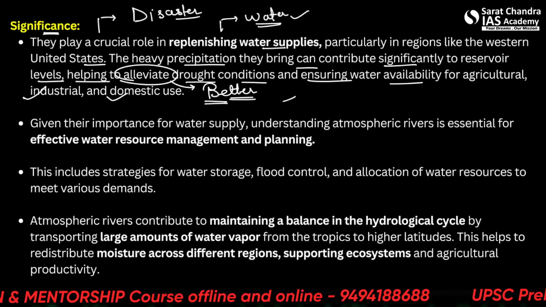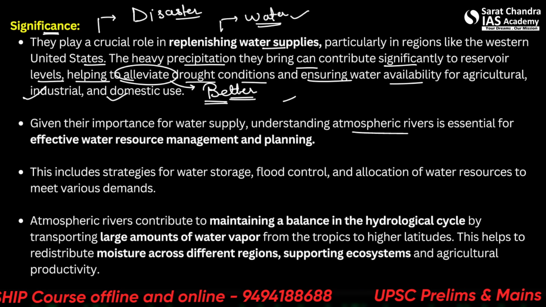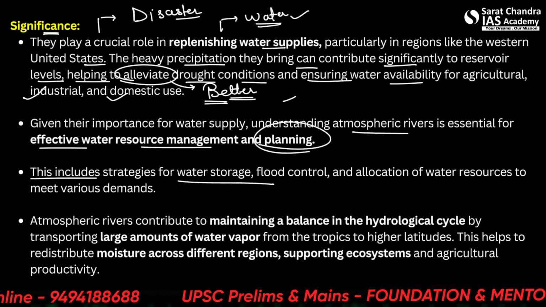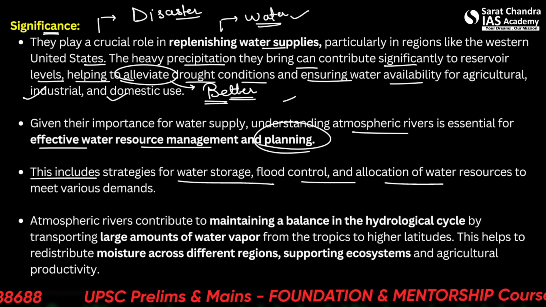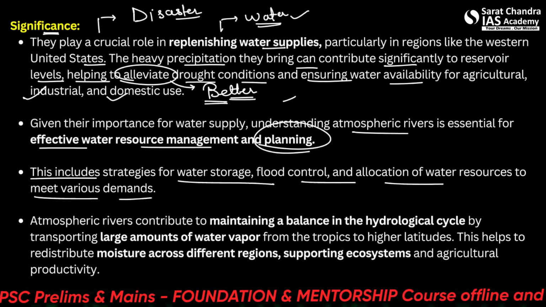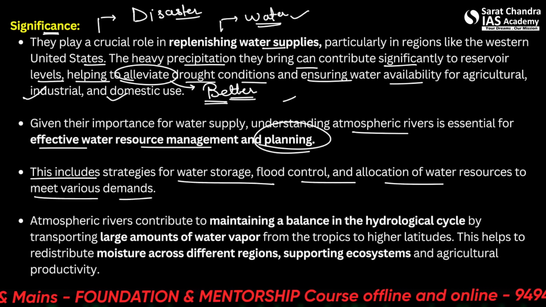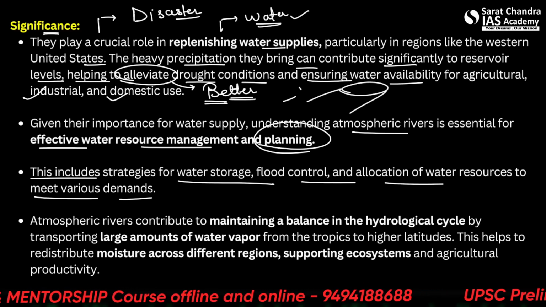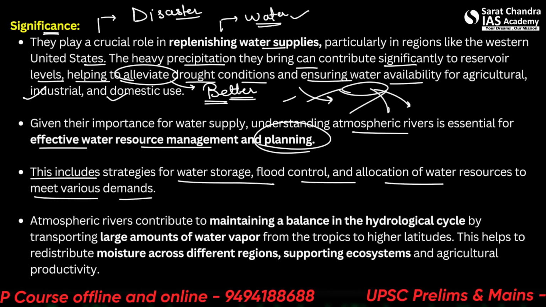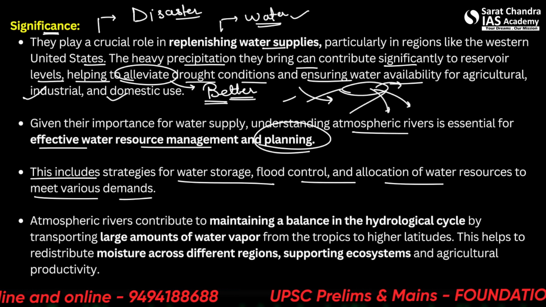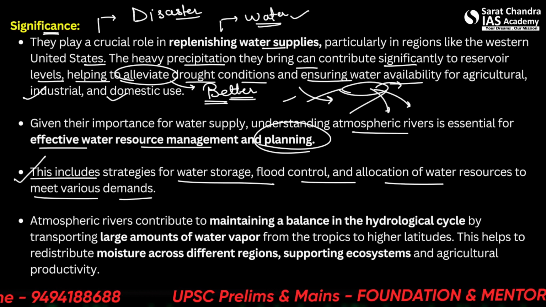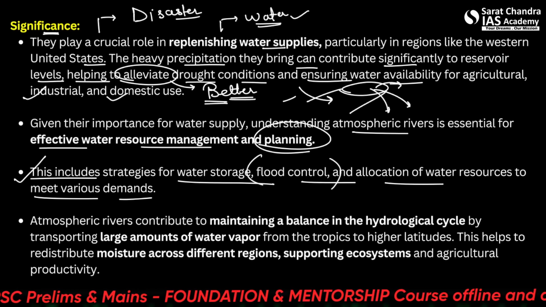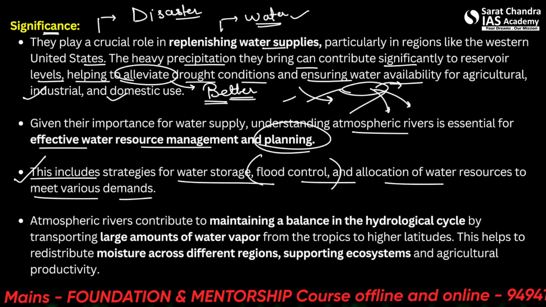Given their importance for water supply, understanding atmospheric rivers is essential for effective water resource management and planning. This includes strategies for water storage, flood control, and allocation of water resources to meet various demands. And in a sense, what is the best management for disaster? Channelizing the force. If there's a lot of water and you can channelize it into various pathways, then it will not create a disaster. So these practices can be considered in flood control, and also in disaster management itself. Intrinsically, its nature is like that.